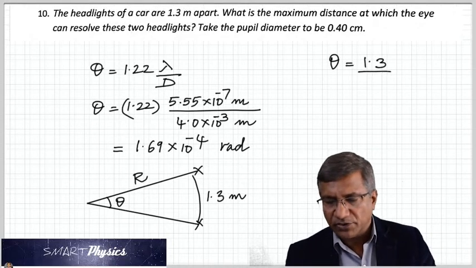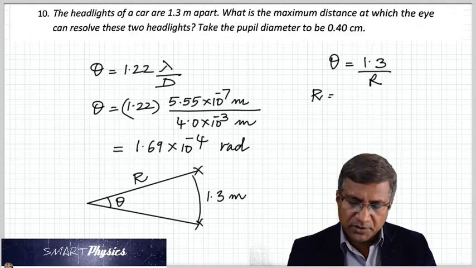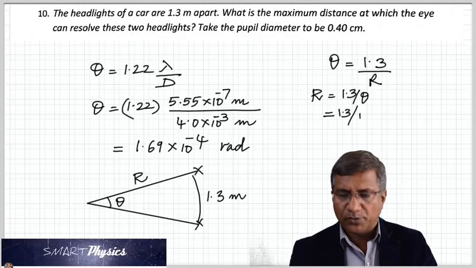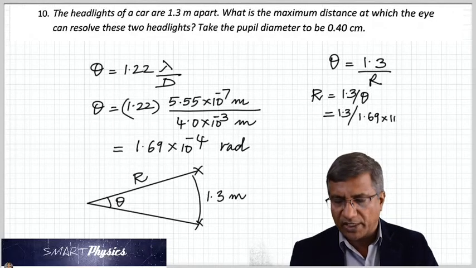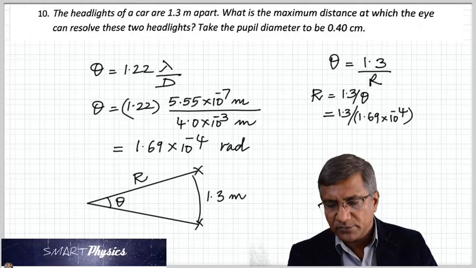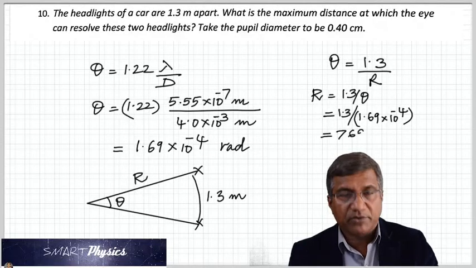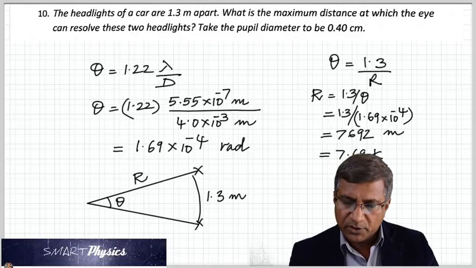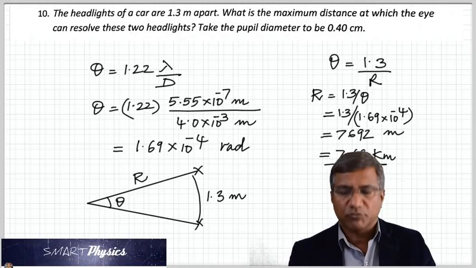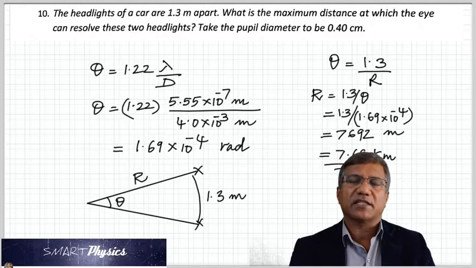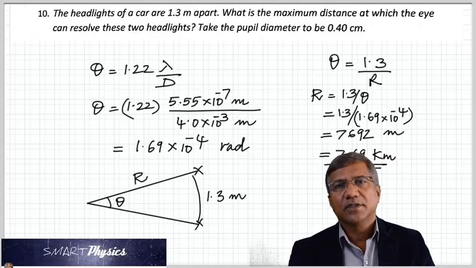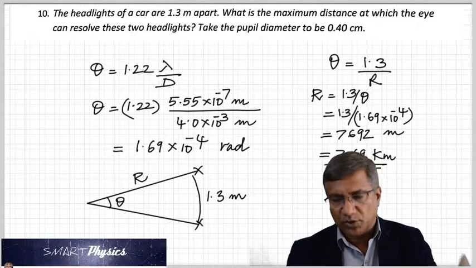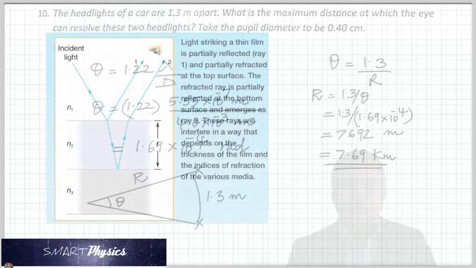Okay, let's see. Theta is 1.3 by r. So to find r, you rearrange, you get 1.3 by theta. We already have theta. Plug the value in, and keep it in radians. We need it in radians for this magic to work. You get 7,692 meters, which is 7.69 kilometers. Of course, you knew that you had to be very far away for you to see the two headlights as one. So that's how we do this problem.